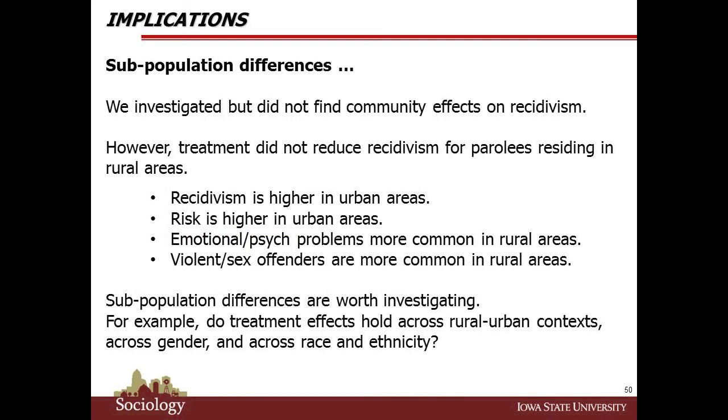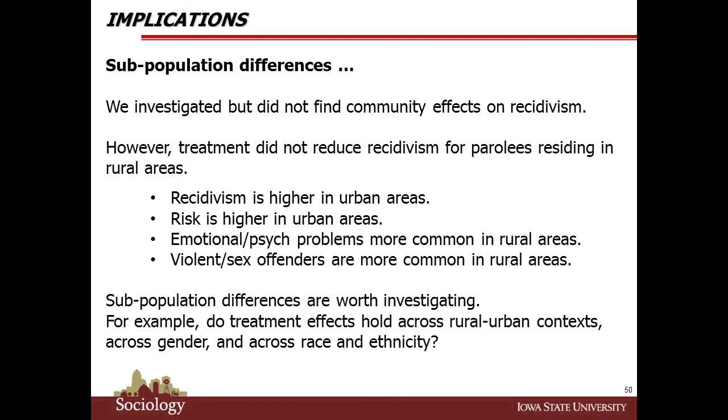When it comes to subpopulation differences, one of the things that you might remember is we investigated but did not find community effects on recidivism, and that's in keeping with some previous research. However, we did find, if we divided the data between rural and urban offenders, large differences between the effectiveness of treatment. Treatment did not appear to be effective for rural offenders, but very effective for urban offenders. Now, given the distribution of offenders in most states and in the state of Iowa, most offenders are urban offenders. That's good news, that treatment appears to be having most of its effect for urban offenders who are returning to urban areas, and that's where most offenders are concentrated.